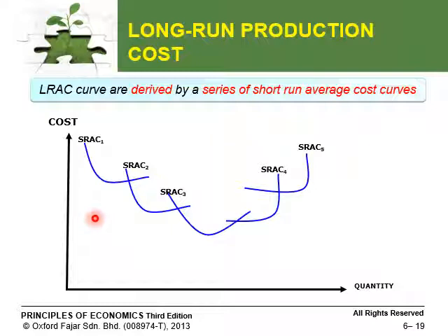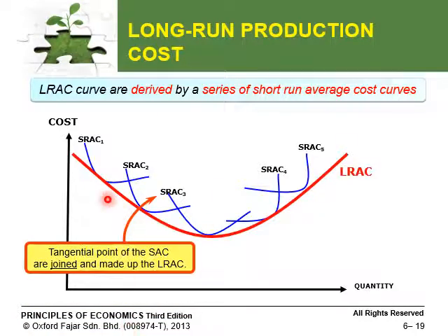For example, this short run average cost refers to the cost of production for the first month, this one is for the second month, and this one the third, fourth, and fifth. Within the fifth month we refer to it, for example, as a long run production cost. So how do we draft this long run production cost? By combining the minimum point on every short run average cost, right here, like this.